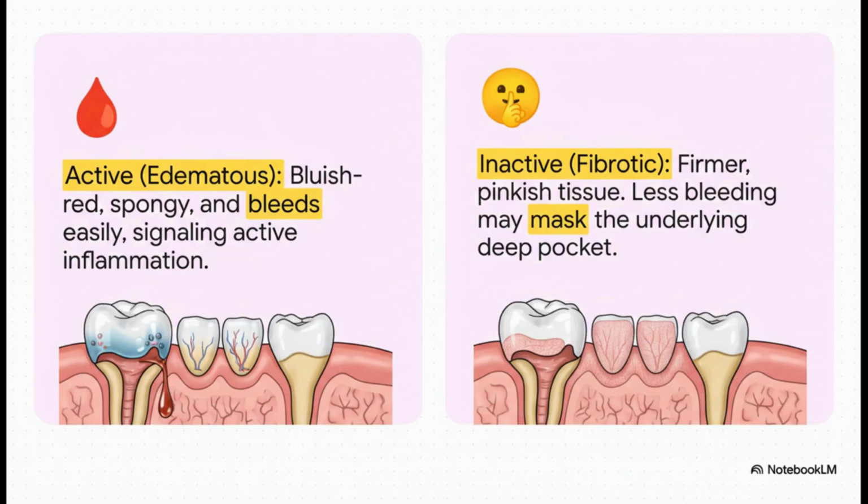In contrast, an inactive fibrotic pocket wall can actually look deceptively healthy. It's firmer, it's pinker, but here's the catch. Even though the active inflammation has calmed down, the deep pocket and all that underlying bone loss are still there.